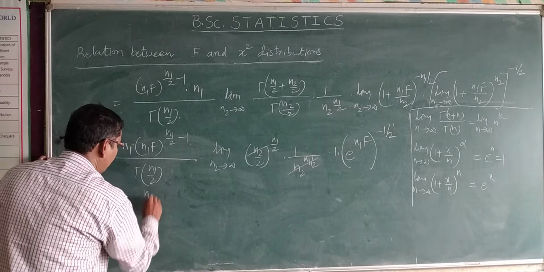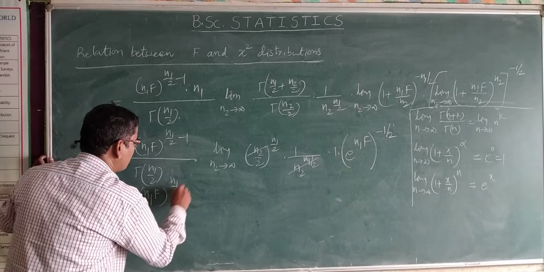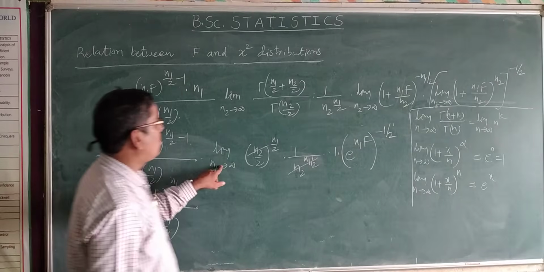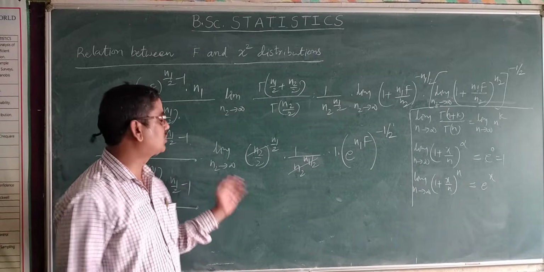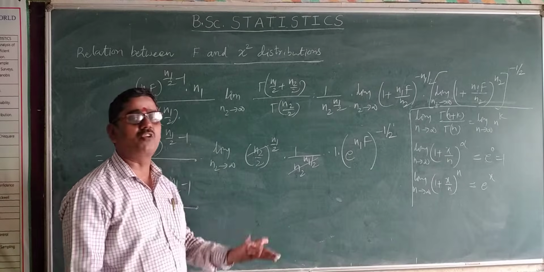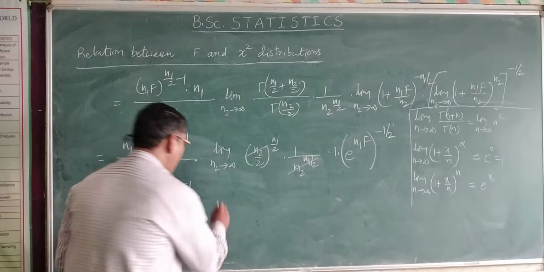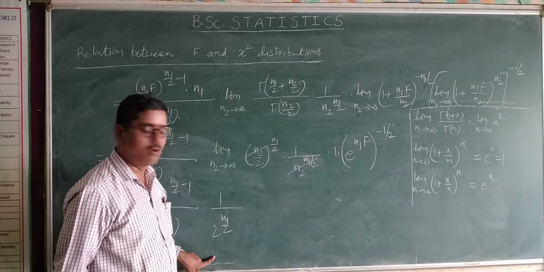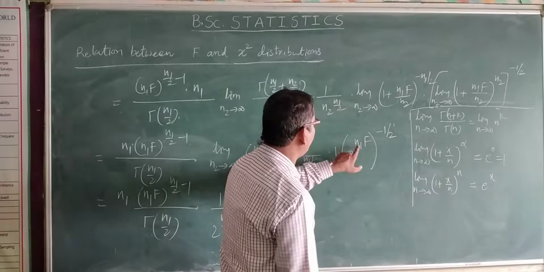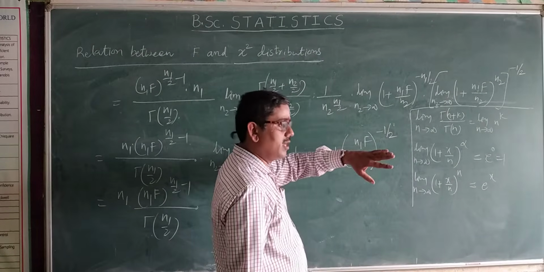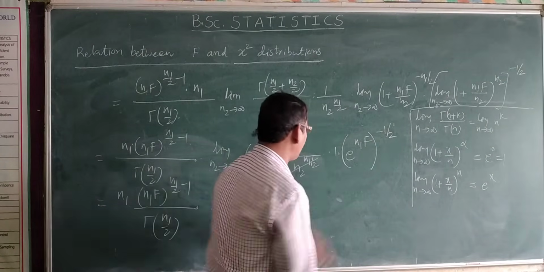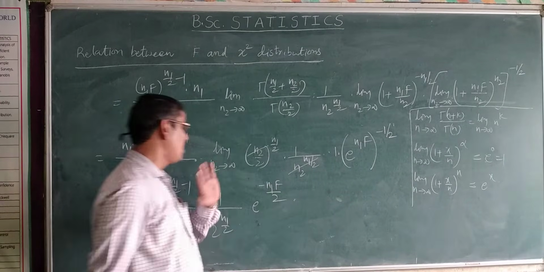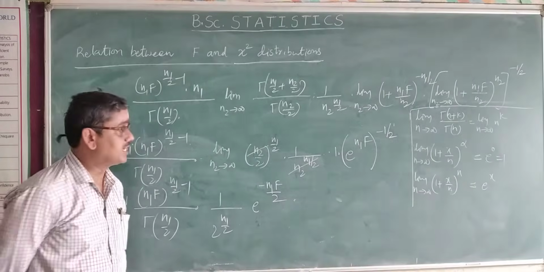Here also I finished the limits. n1 into n1 f whole power n1 by 2 minus 1 divided by gamma of n1 by 2, multiplied by 1 by 2 power n1 by 2. Limits finished because if you apply the limit for 2 power n1 by 2 it will be the same. So here is the term e power x whole power y, that is x into y. Here it is minus 1 by 2, so here it is e power minus n1 f divided by 2. Those are the values which remain.